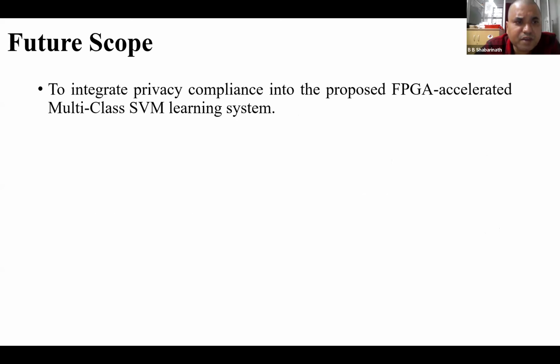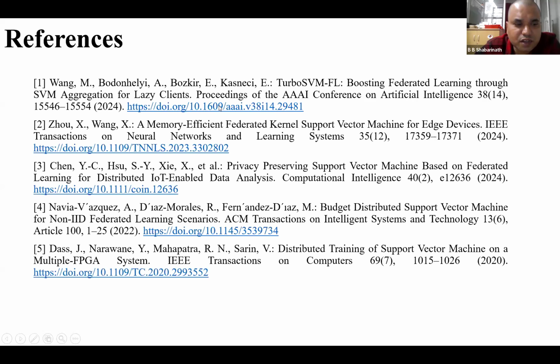In the future scope, we would like to integrate this proposed technique with privacy compliance. We need to include security capability to defend against security attacks. This is what we would like to integrate with this model in the future. These are the references.